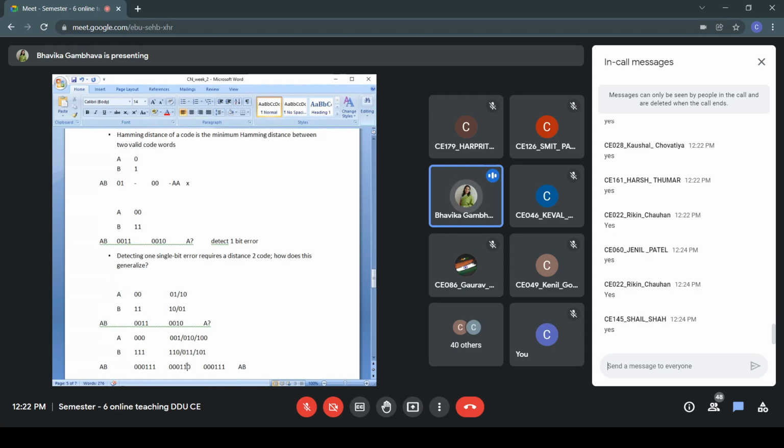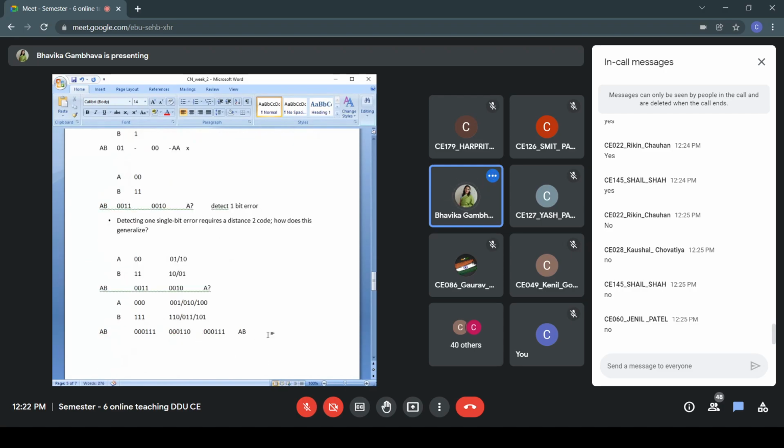If we have 2 bit errors, will we be able to correct it? No, then we'll be misguided. We will think that 100 means it should be A. So we are wrong. And if we are wrong, that means we couldn't do it.